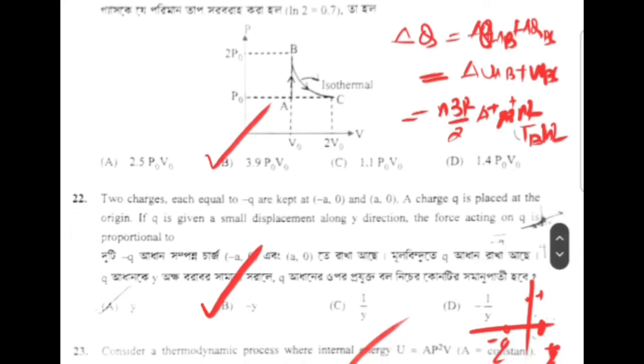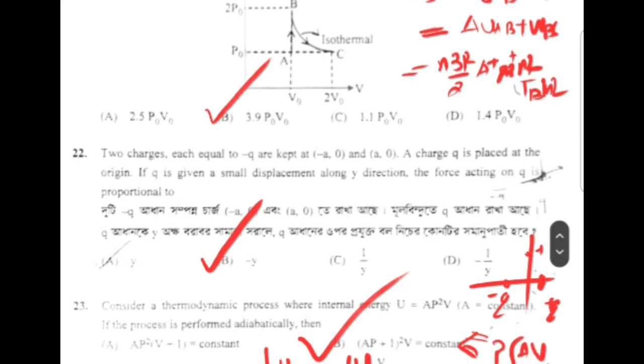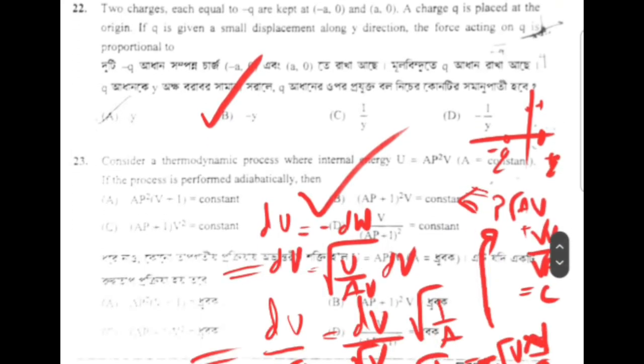Consider a thermodynamic process where the internal energy U equals AP square V. If the process is performed adiabatically, you will get the relation dU equals minus dW. From there apply dU by root U equals dV by root V into root under of 1 by A. From here, if you simplify, you will get option B as the correct option.